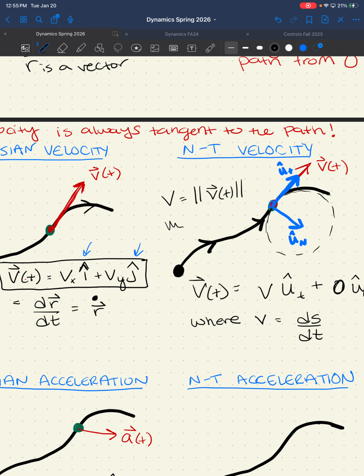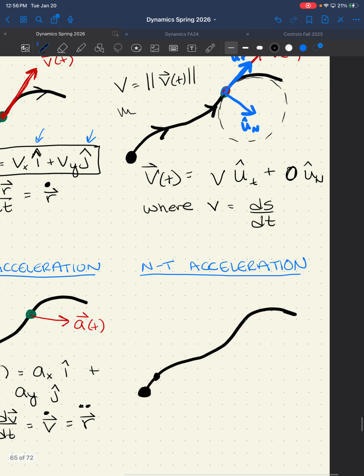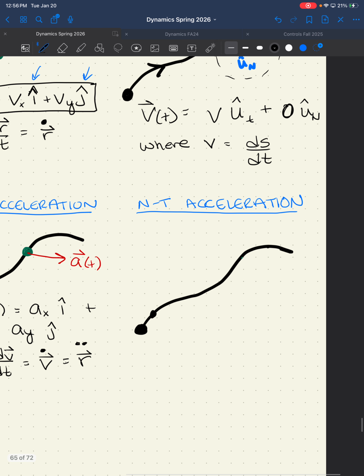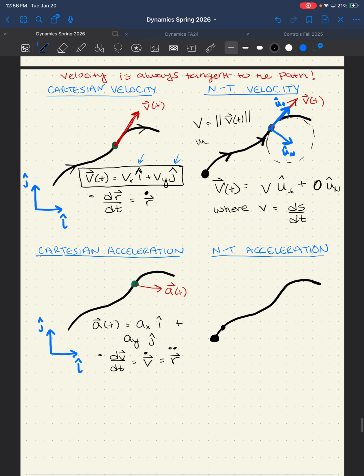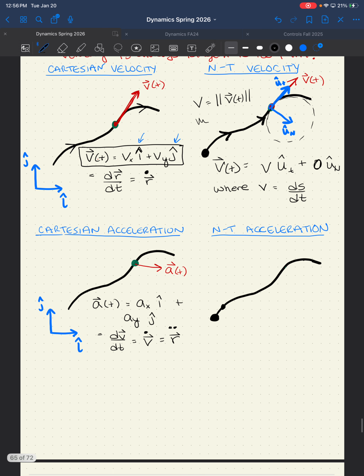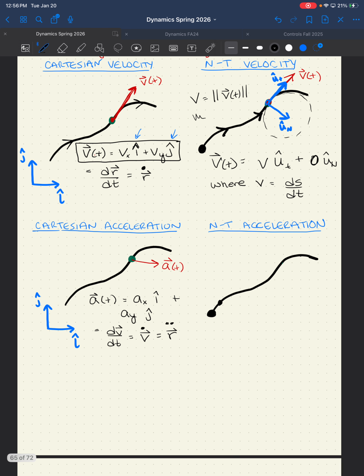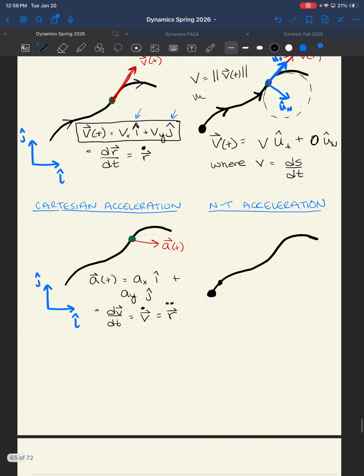All right, let's go on ahead to acceleration. Normal tangential acceleration. Quick recap of Cartesian: Cartesian says I have some amount of acceleration that goes in the i hat direction, some amount of acceleration in the j hat. We can say that acceleration is the time derivative of the velocity vector, or the second derivative of the position vector.